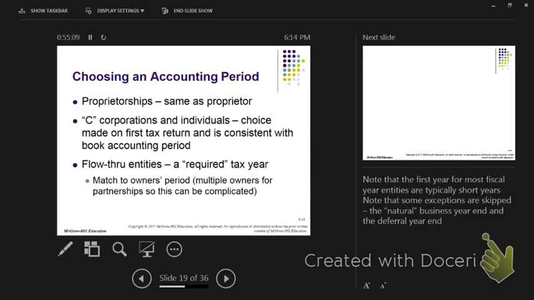A proprietorship is the same as a proprietor, and we know C corporations are the same as individuals, and the choice is made on their tax return. So when you're filing a Schedule C, you get to say when your tax year ends. Normally, you're going to choose to end it when your tax return ends, because you're filing as of December 31st. Flow-through entities have a required tax year that has to match their owners' period. Multiple owners of the partnership can make that very difficult.